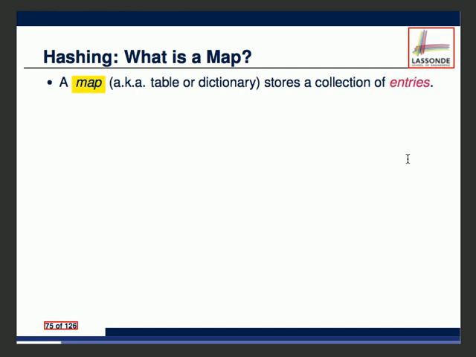Here the entry has to be defined properly. What do I mean by an entry? The entry has two things together. One is called key, the other one is called value. You've got key and value.